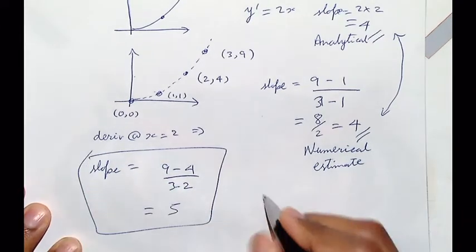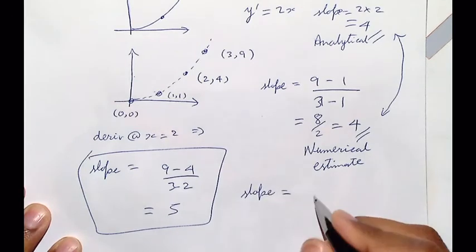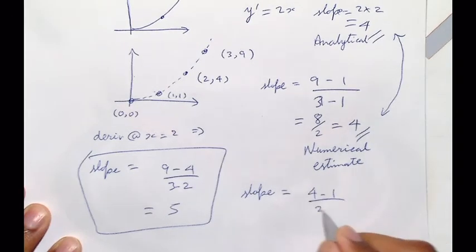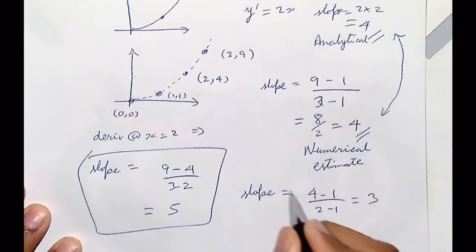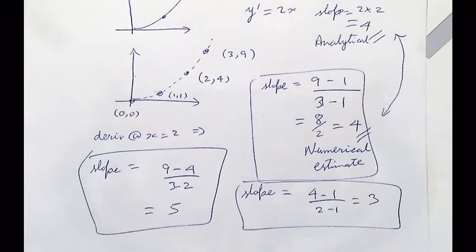It's not perfect. Another slope is, let's say, 4 minus 1 over 2 minus 1, which is 3. Again, not perfect, but it's fine. So there's three different estimates that we've used just for finding the slope.